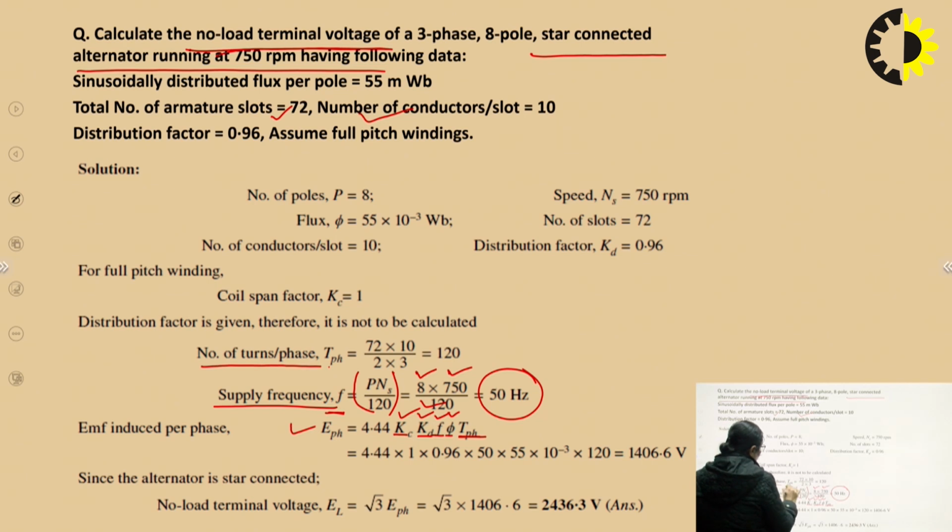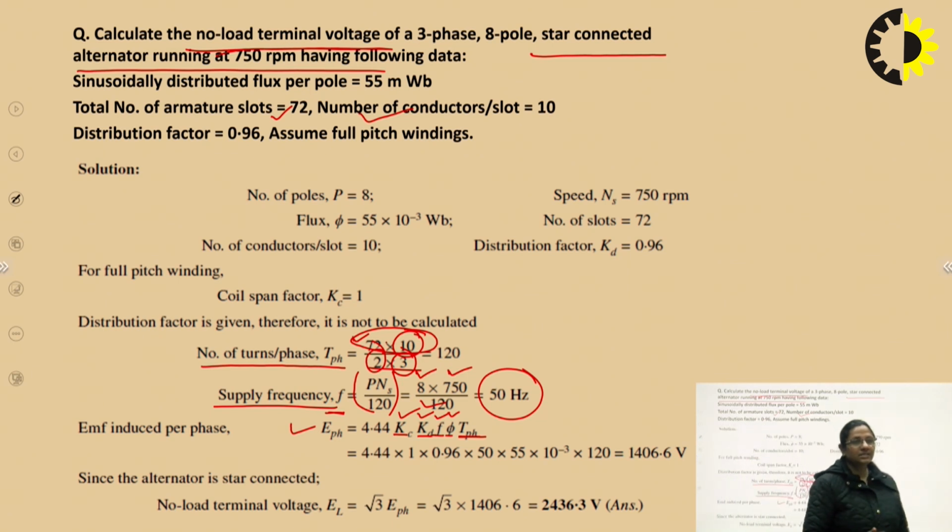So, number of turns per phase becomes 72 multiplied by 10 by 2 divided by 3, right? 72 multiplied by 10 conductors per slot. So, the numerator is giving you the total number of conductors distributed in 72 slots throughout the armature periphery, and division by 2 is giving you the total number of turns throughout the periphery of the armature, and division by 3 is giving you the number of series connected turns per phase, right? It comes out to be 120.